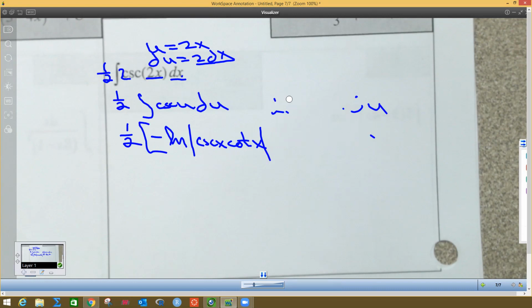Now we got a little problem in our answer. Does anybody know what the problem is? That answer is not quite right. Does anybody know what's wrong with it? It needs to be a plus sign cosecant. Okay, there's another thing wrong with it. Anybody tell me what else is wrong with it right now?